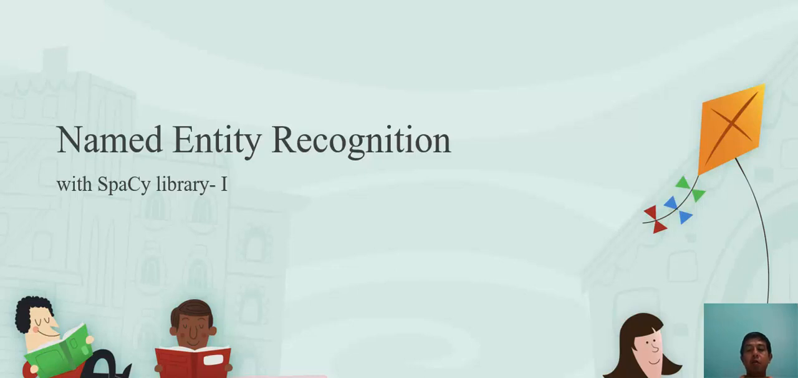Today we'll discuss another important task of language processing, namely named entity recognition. Specifically, we'll be using the spaCy library again to implement named entity recognition. This lecture will be in two parts. Today we'll have a brief understanding of named entity recognition, what it is and why we use it, and then we'll have a very basic implementation of named entity recognition using spaCy. In a subsequent lecture we'll implement some more complicated cases of named entity recognition using the spaCy library.